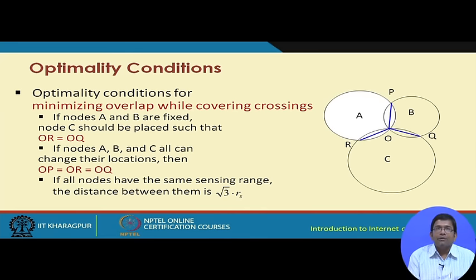If nodes A, B and C all can change their locations, and that is quite possible, then we can even have OP equal to OR equal to OQ, and that can be very well done. And if all nodes have the same sensing range, that means the circles have the same radius, then the distance between them is square root of 3 times RS, the sensing range.